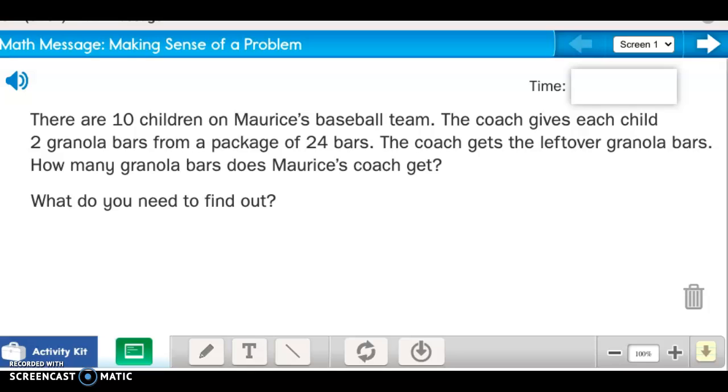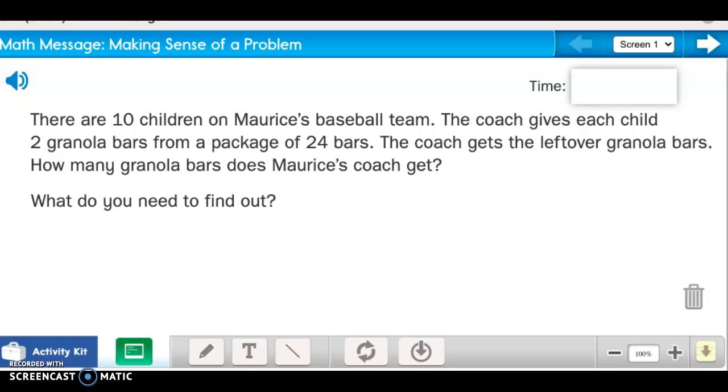Okay, you should be on Math Journal page 183, or slide 2 if you're online. This is our math message today, and we're going to be looking at this word problem and trying to make sense of it. So there are 10 children on Maurice's baseball team.